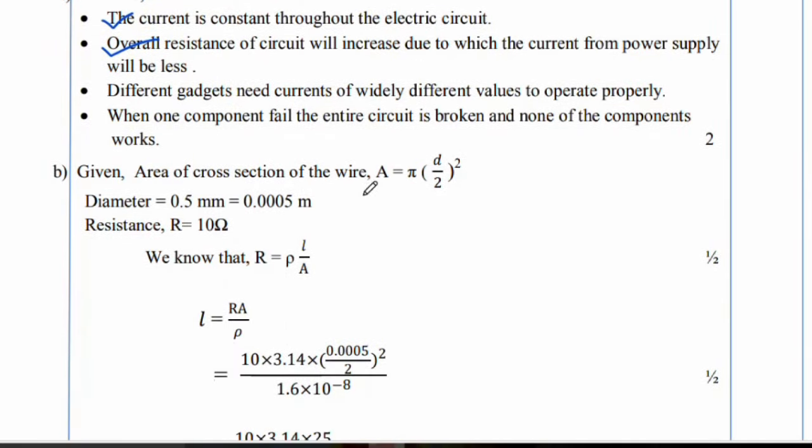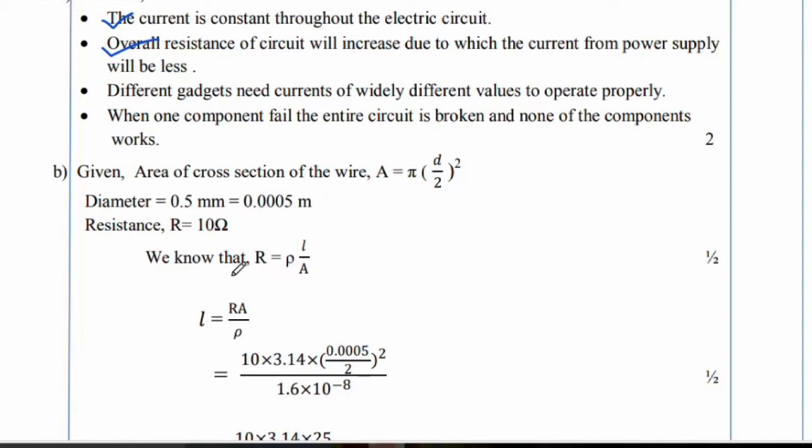So, the area of cross section of a wire is A equal to pi R squared. Diameter is given as D, so R is equal to D by 2. So D by 2 whole squared. The diameter is 0.5 millimeter, therefore 0.005 meter. And the resistance is given as R equal to 10 ohm.